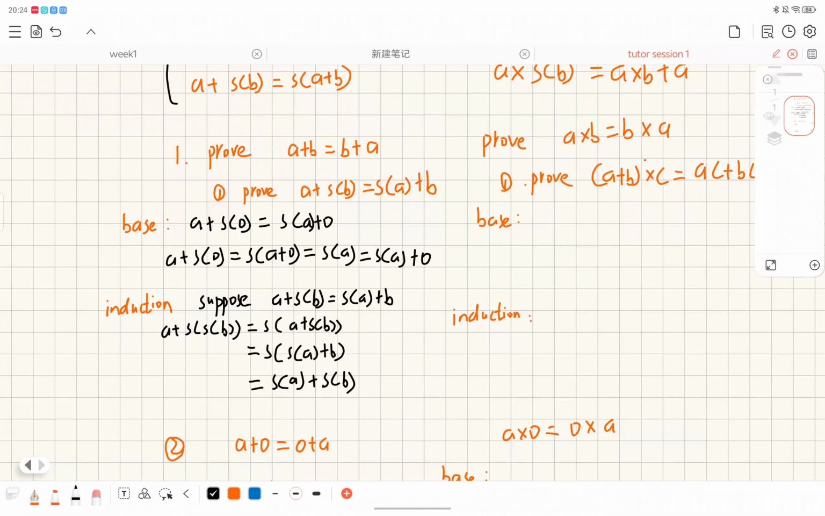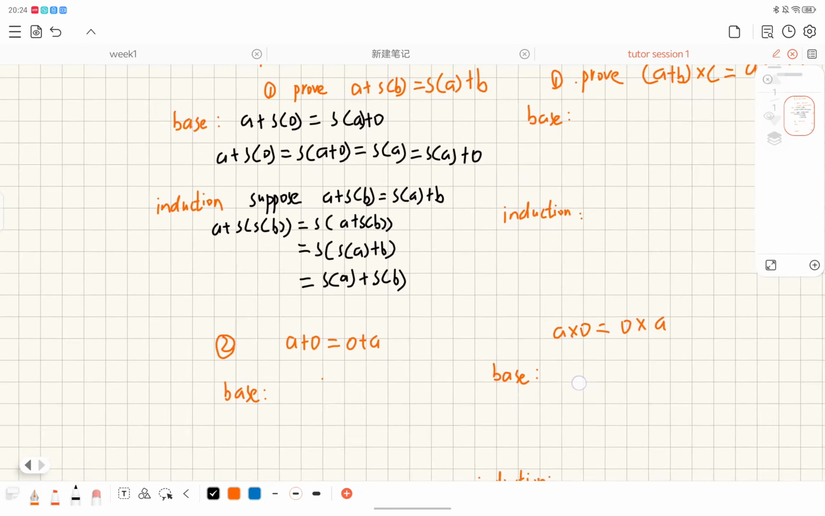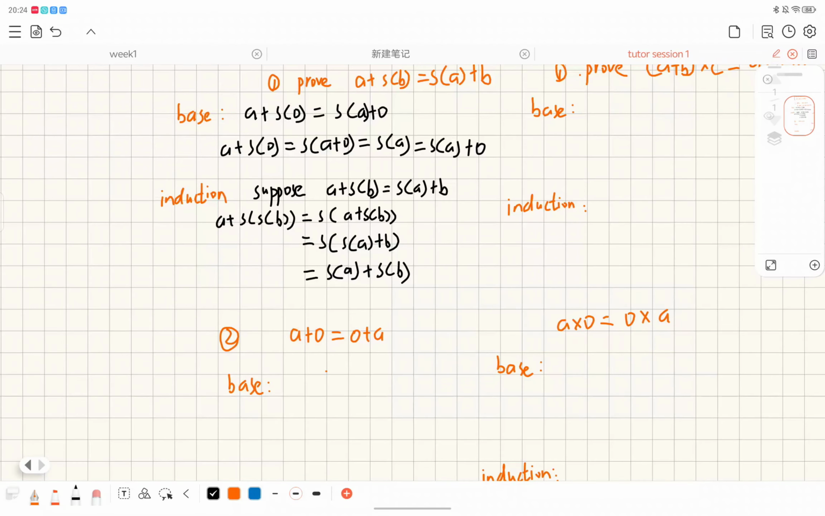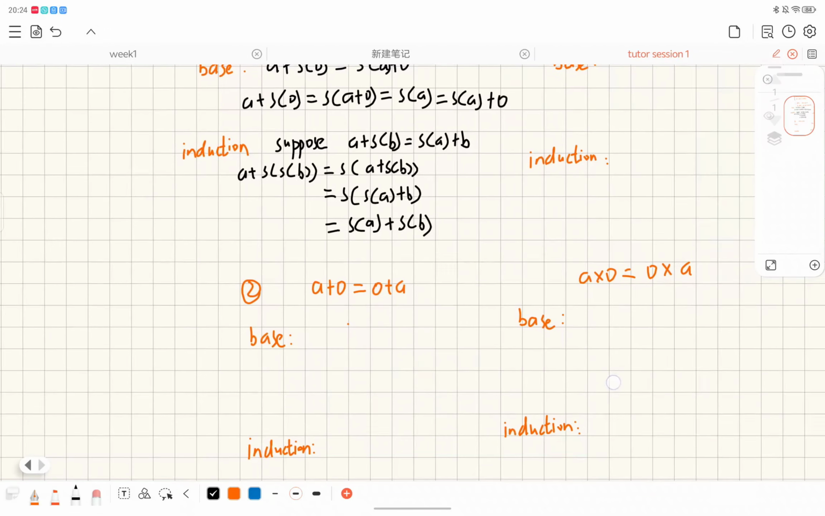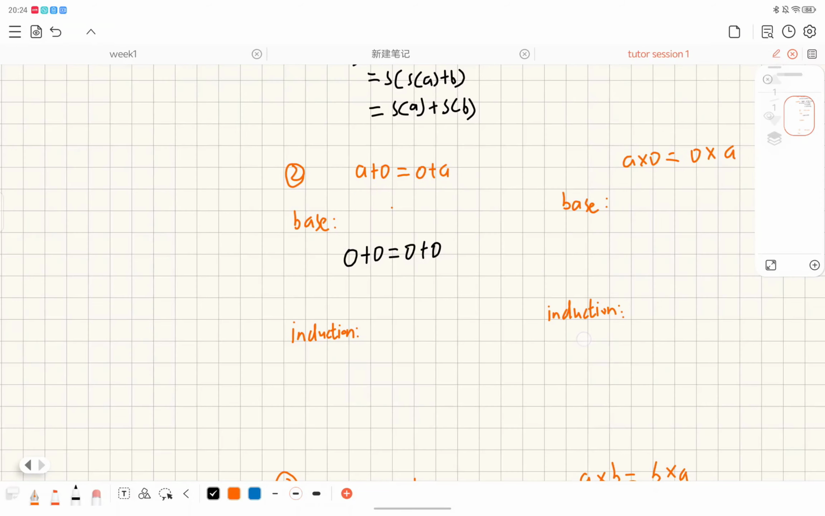Okay, the next lemma I want to show is that a plus 0 equals 0 plus a. The base case is really easy. We just set a equal to 0, so we get 0 plus 0 equals 0 plus 0. Of course, we can use this directly.